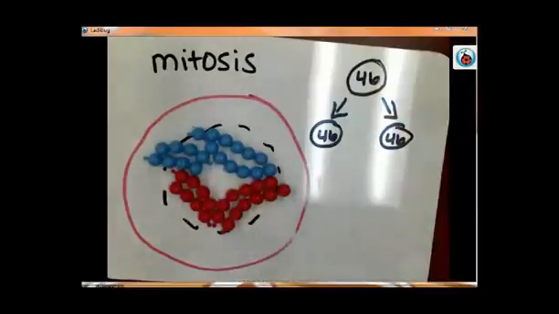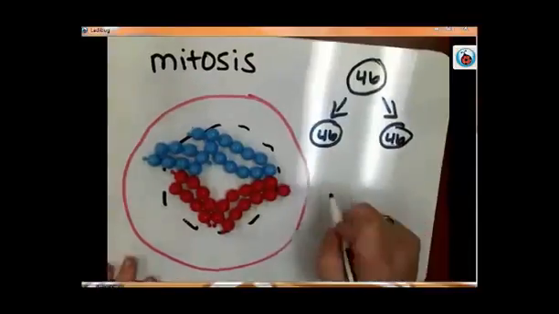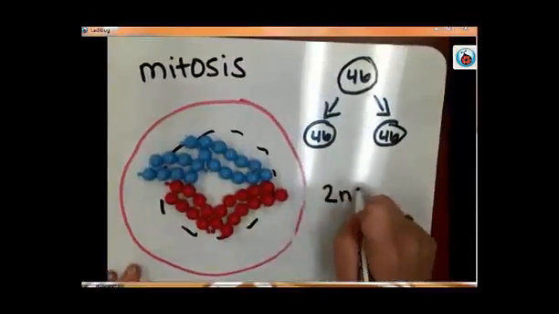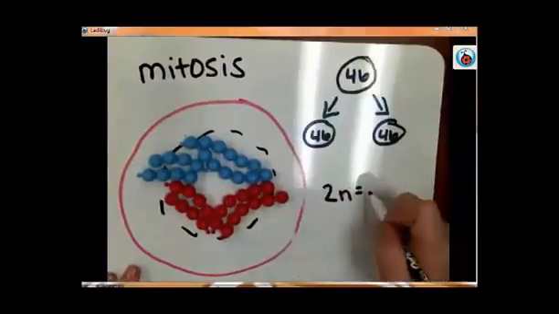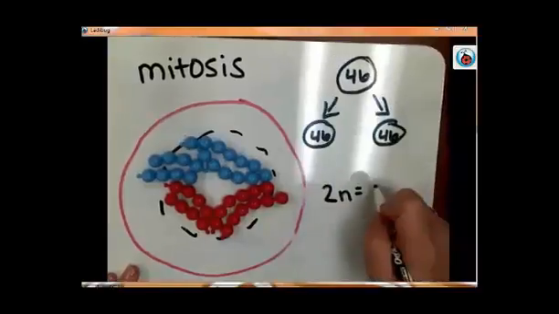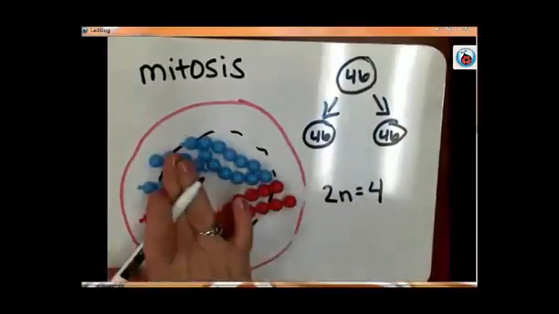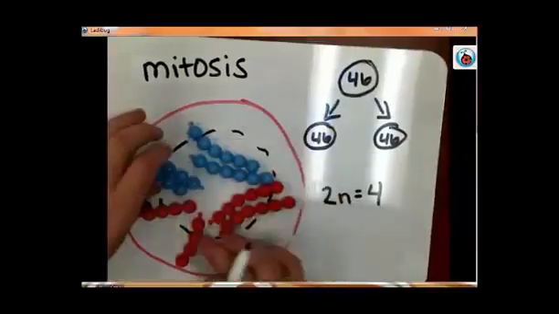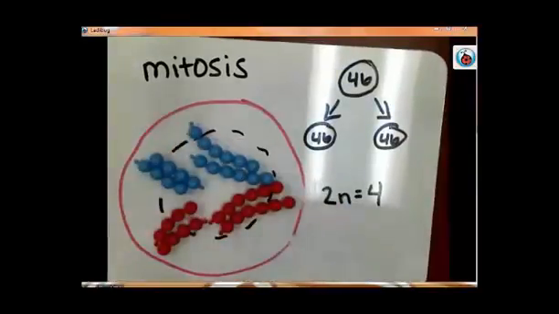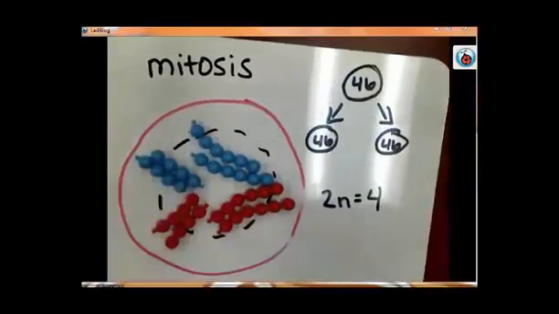That means, and I know we haven't talked about this number a lot, which is fine, we're going to get into it more next chapter, but their 2n number, their diploid number, for this cell, would be 4. Because we see 1, 2, 3, 4 chromosomes. So don't be confused that we see this replicated pair.